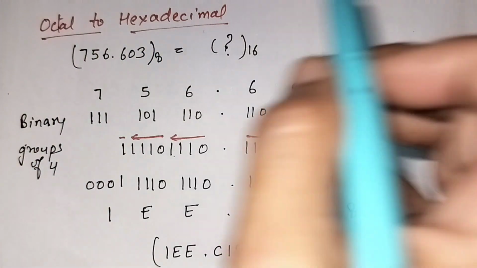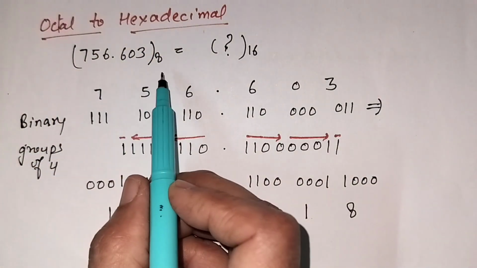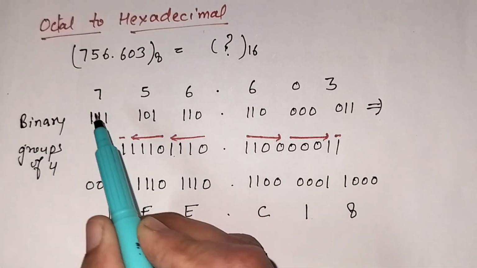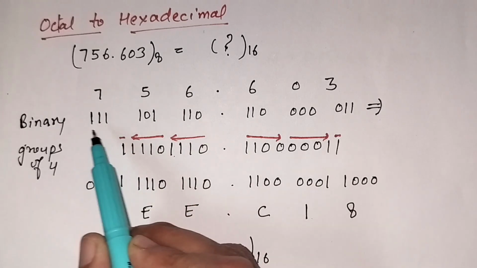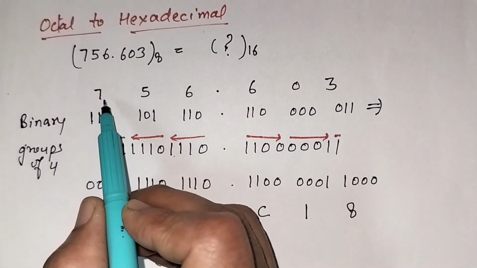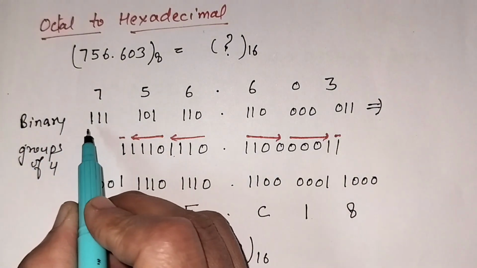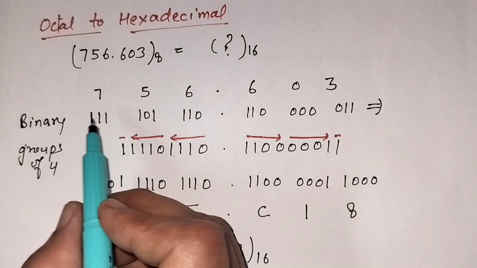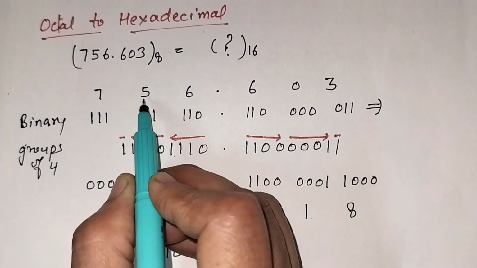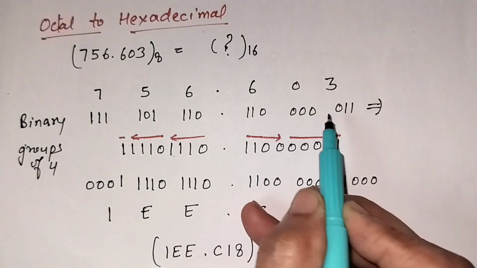Now we will learn octal to hexadecimal conversion. This is our octal number. First we will convert each digit of the octal number into a binary number. As we know, to write each digit of an octal number, we write the binary digits in a group of 3 bits. So 7 is this and this 5 is 101 and so on.